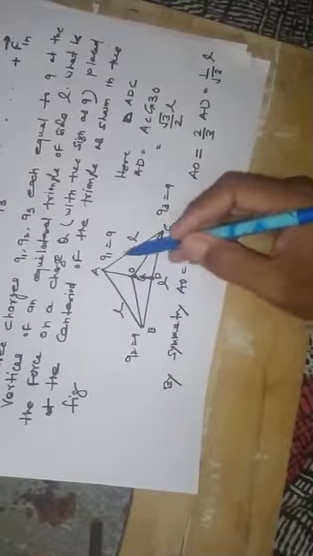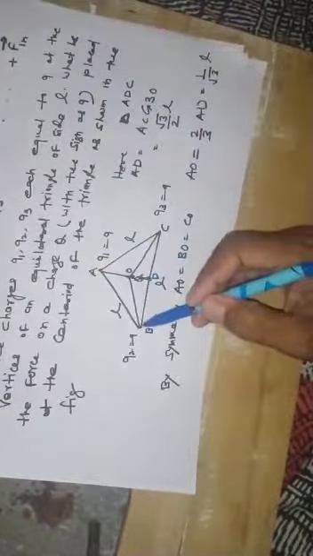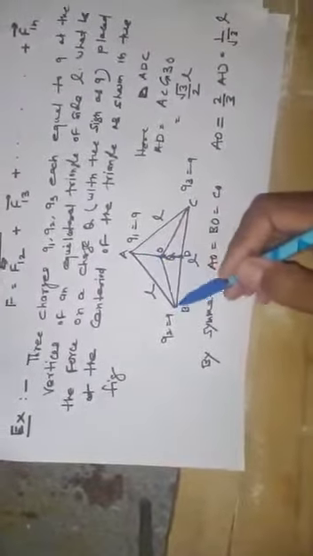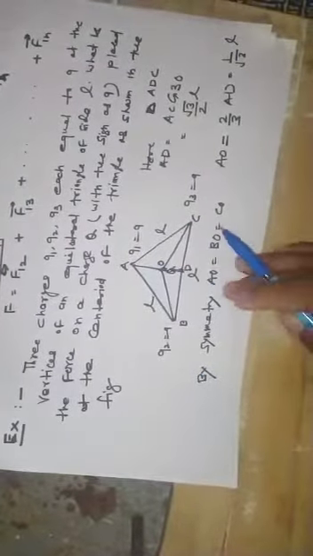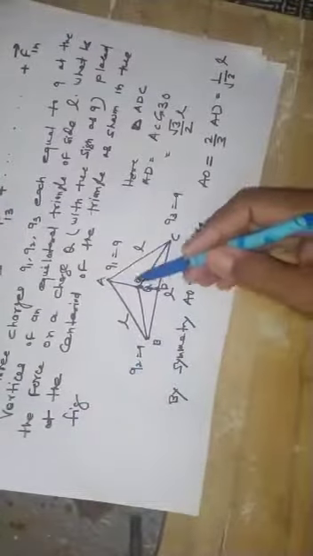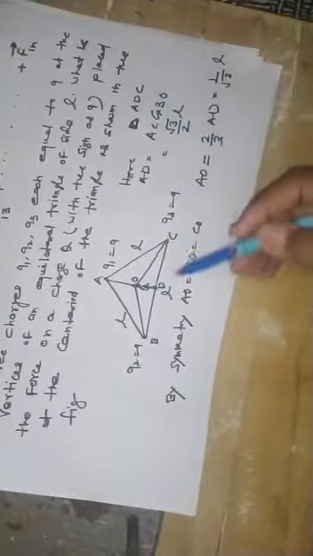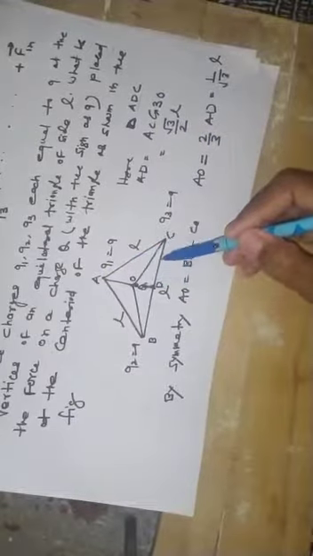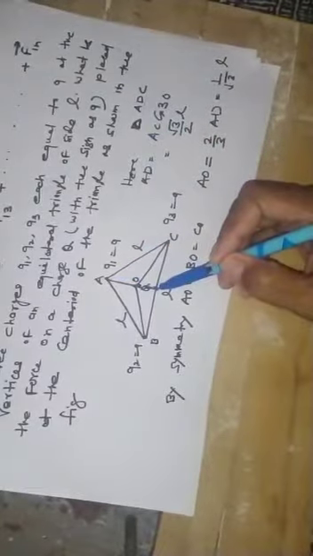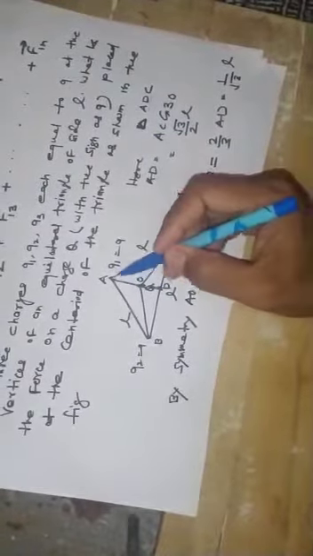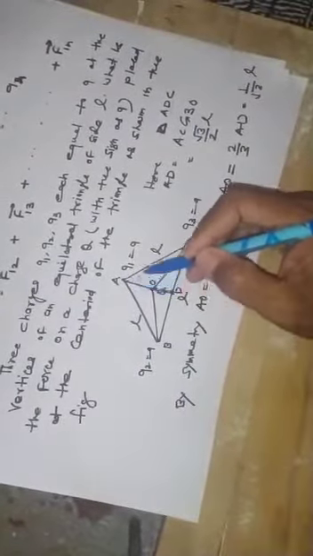At point A we have taken Q1 equal to Q, at B Q2 equal to Q, and at C Q3 equal to Q. All the distances are L, L, L, so this is an equilateral triangle. Here from the geometry, in triangle ADC, which is a right angle triangle, this angle is 30 degrees, therefore the total angle of the equilateral triangle is 60 degrees.